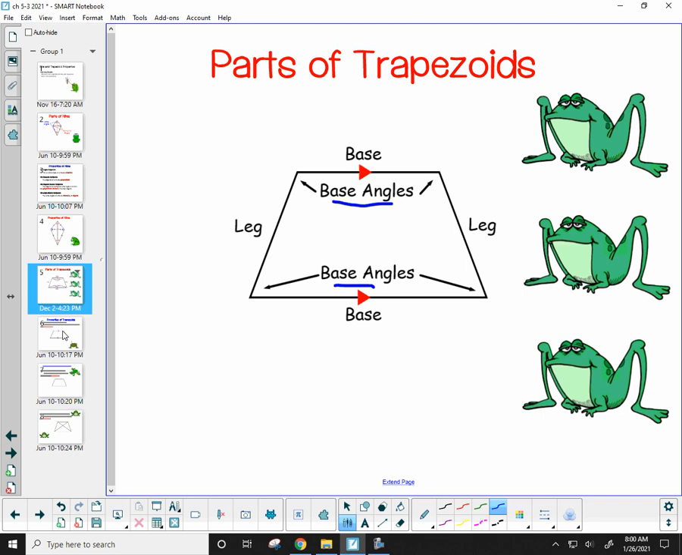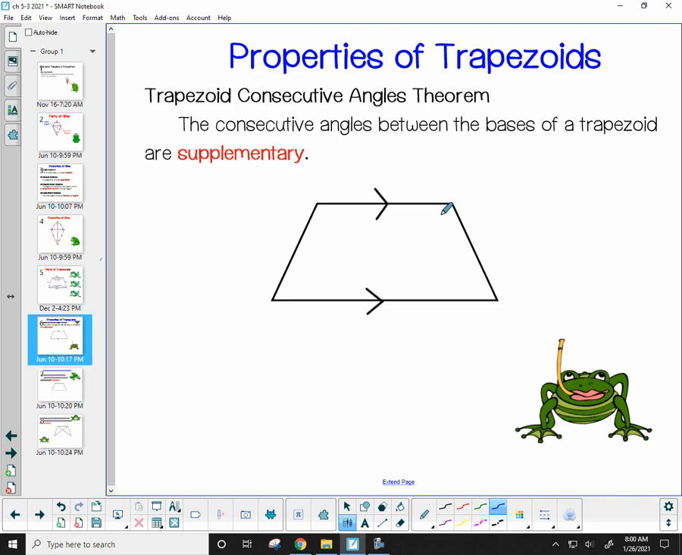So our first property here is with a trapezoid, the angles between the bases, I'm going to call this angle 1, I'm going to call this one angle 2. The angles between the bases are supplementary. So angle 1 plus angle 2 should equal 180 degrees.